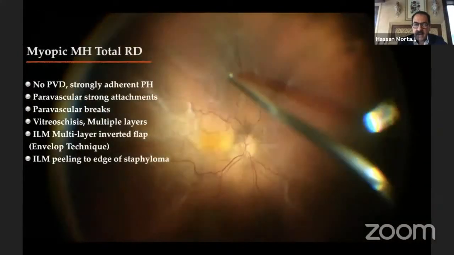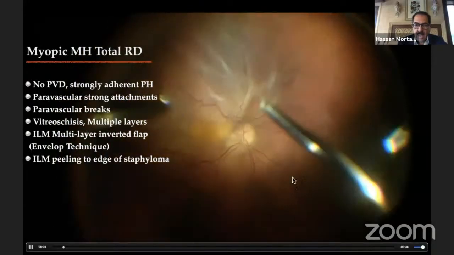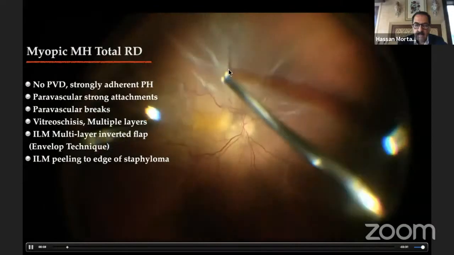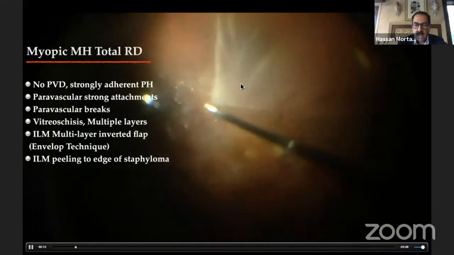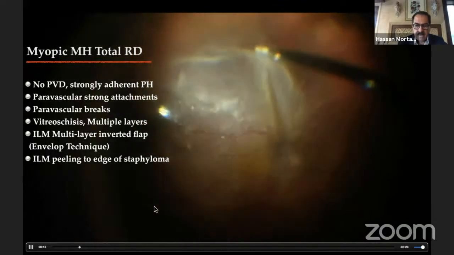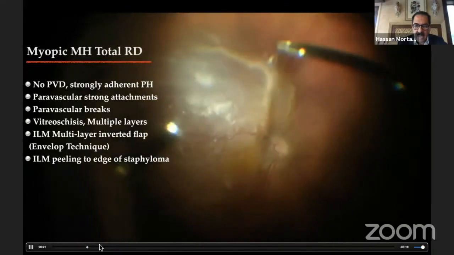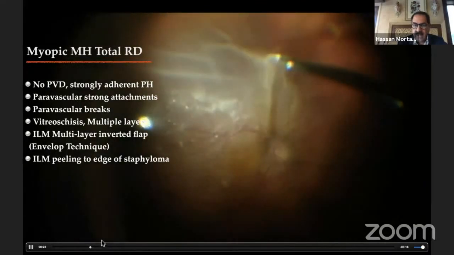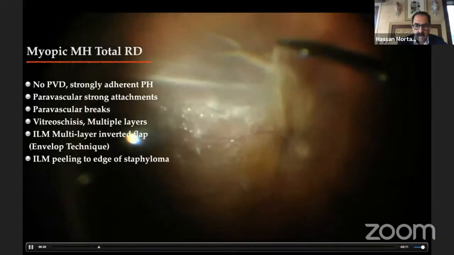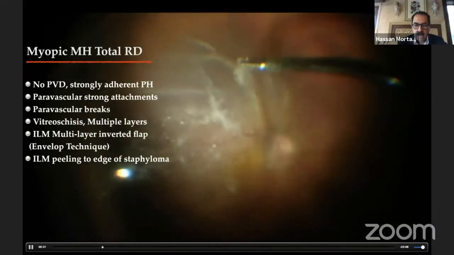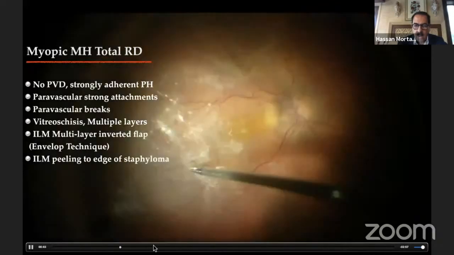This is a difficult case because the posterior hyaloid was strongly adherent, and there were multiple paravascular breaks with strong traction along the blood vessels. So I tried to peel the posterior hyaloid or the membrane adherent to the paravascular retina. I could have tried to trim it, but finally it came away.